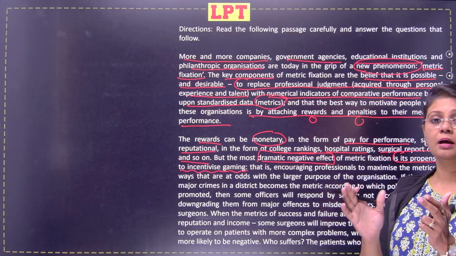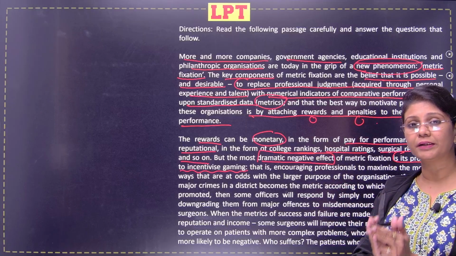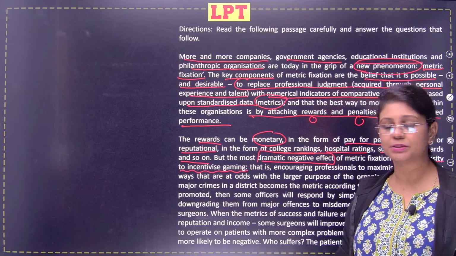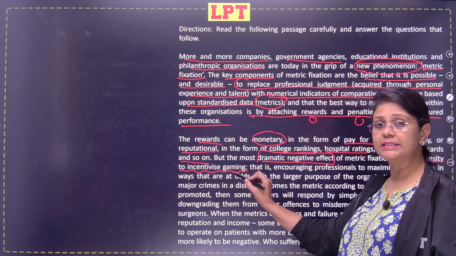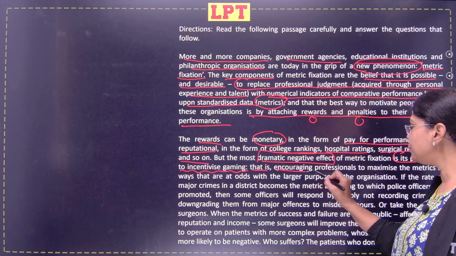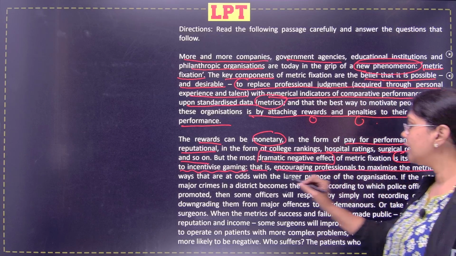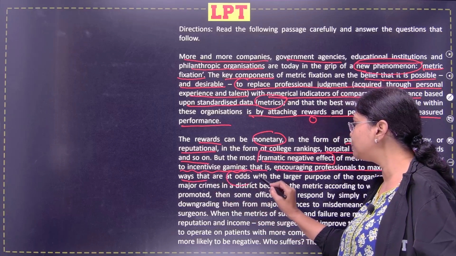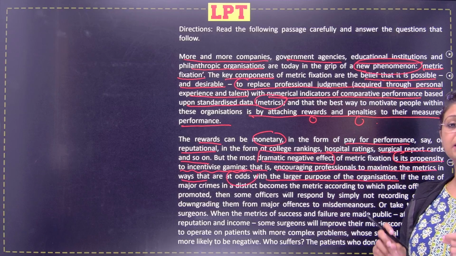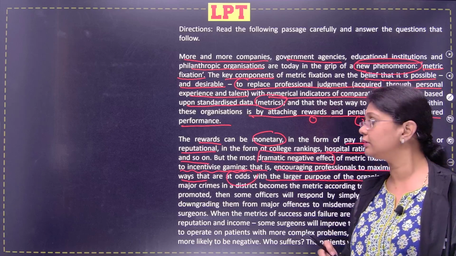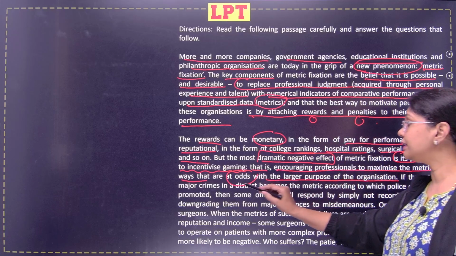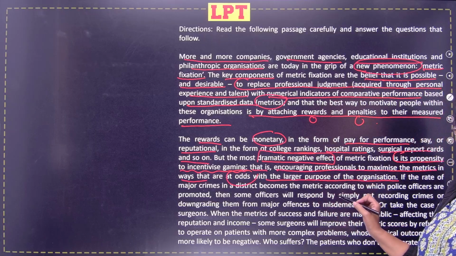So here is a bulk of phrases which is important to understand. It says, its propensity. Propensity is the inclination to do something. Propensity to incentivize gaming. Let us understand what the author means. He says that it is encouraging professionals to maximize the metrics in ways that are at odds with the larger purpose of the organization. So incentivize gaming is something negative according to the author, because it encourages professionals to maximize the metrics in ways that are at odds with the larger purpose of the organization.